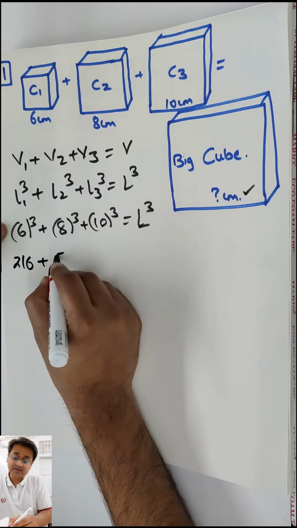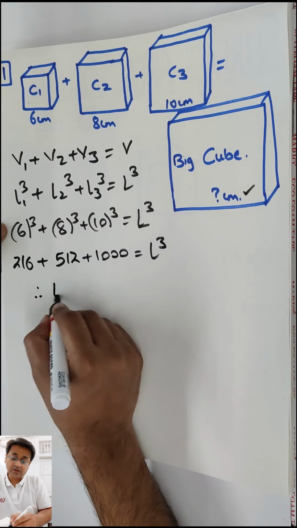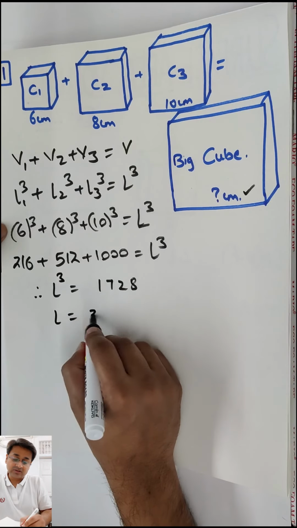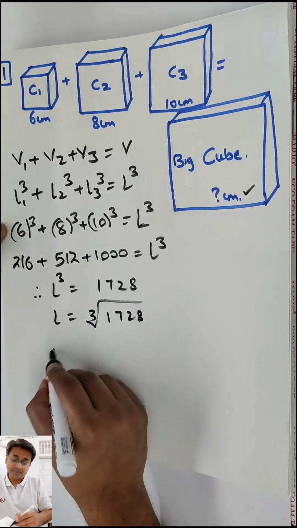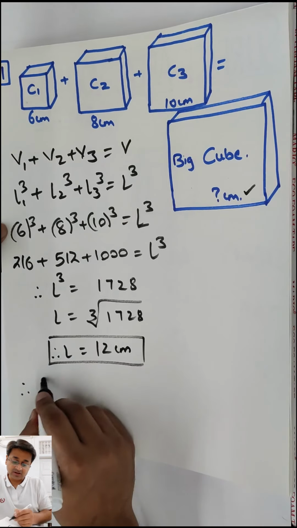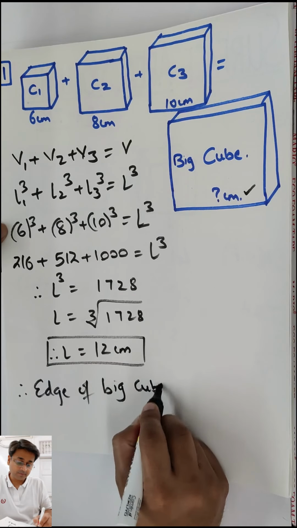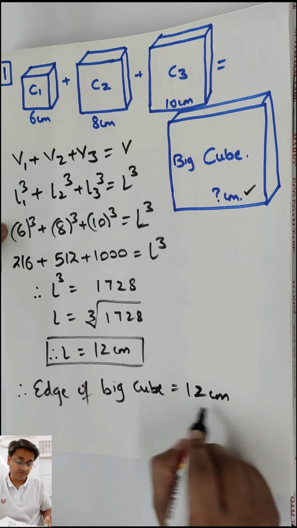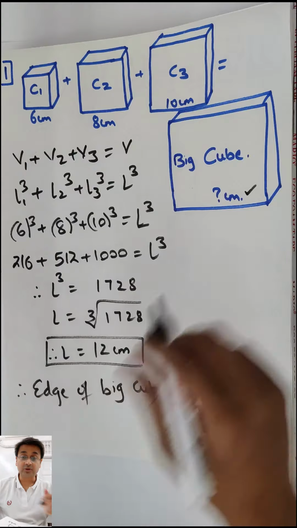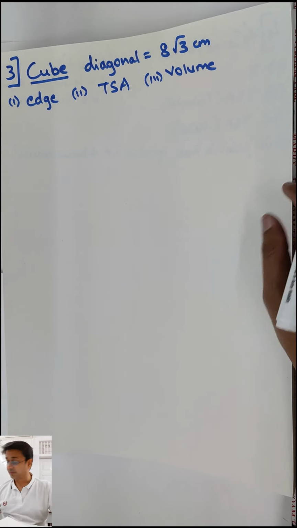So 216 plus 512 plus 1000 is equal to L cube. So L cube will be 1728. So L is the cube root of 1728, and therefore we can say that L is 12 centimeters. So the edge of the big cube is equal to 12 centimeters, and we managed to get our first answer. How many of you got it absolutely correct? Great.